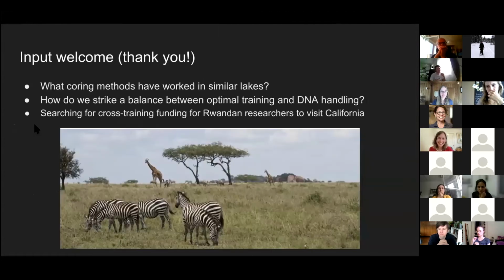So we're particularly interested in what methods have worked in similar lakes. How can we strike a good balance between optimal DNA handling and training? We're also looking for additional funding opportunities to tack onto this, to bring Rwandan researchers, teachers and students potentially to California.